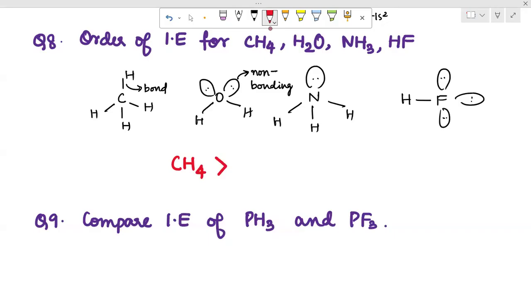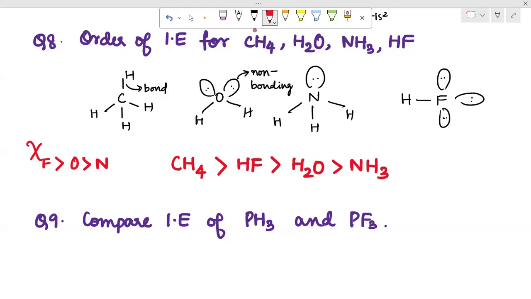Now, among these three, you have to check the electronegativity. Electronegativity of fluorine is greater than that of oxygen and then nitrogen. This is the order of electronegativity. That means even if fluorine has 3 lone pairs of electrons, it will pull the electrons very close to itself. It won't leave the electrons, so the ionization energy is very high. So after CH4, you have HF, then water, then NH3.